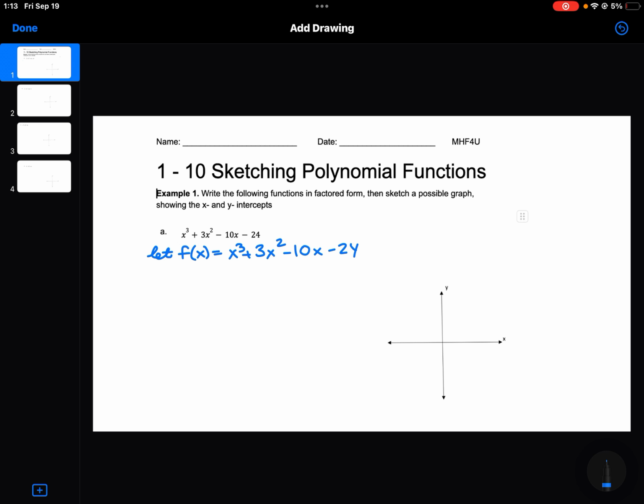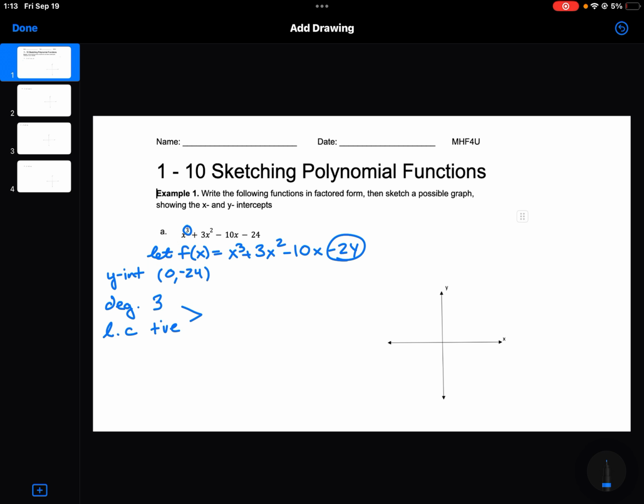We know that the very end value right here is our y-intercept. So that is one thing that I know, that my y-intercept is (0, -24). The next thing that I'm going to figure out is the degree. So my degree is 3, which I know from this exponent on the x. The other thing that I know from that first term is that my leading coefficient is a positive value.